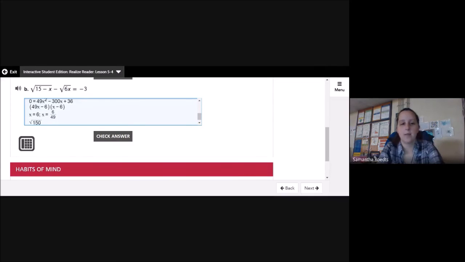So I have the square root of 15 minus 6 minus the square root of 6 times 6 equals -3. 15 minus 6 is 9, so the square root of 9 minus the square root of 36, which is 3 minus 6, which does in fact give me -3. Then I need to check the other one.